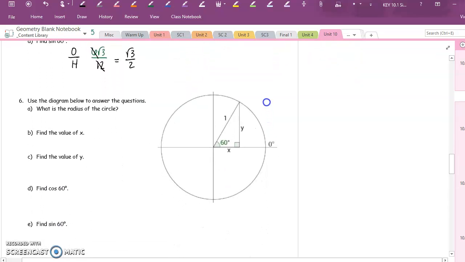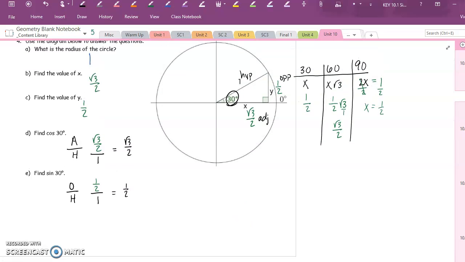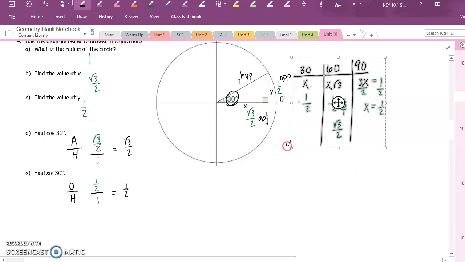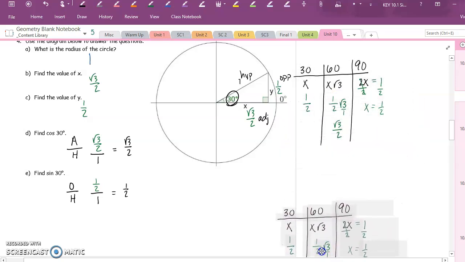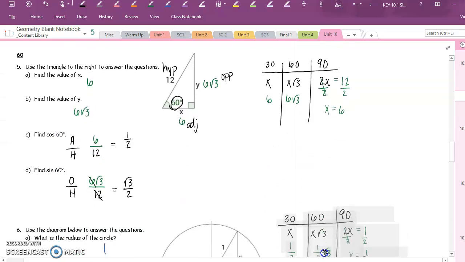We are on to our last triangle within a circle, and it starts out by asking what is the radius of the circle, and we know that the radius of the circle, based on the past 2 problems that we've done just like it, is 1. Next it says to find the value of x and find the value of y. Well, this is another 30, 60, 90 special right triangle, so I'm going to go ahead and use what we did earlier. The same work would apply for this circle also.